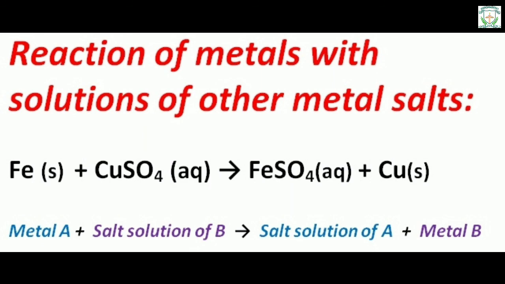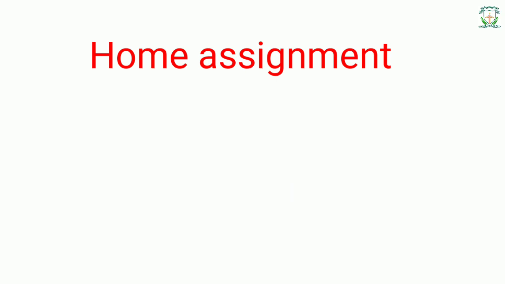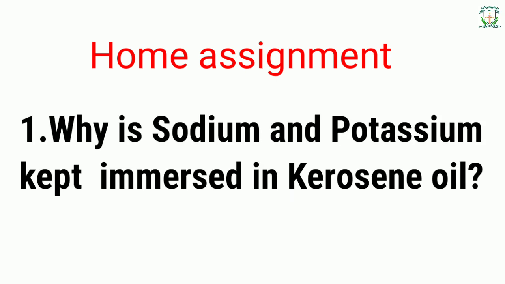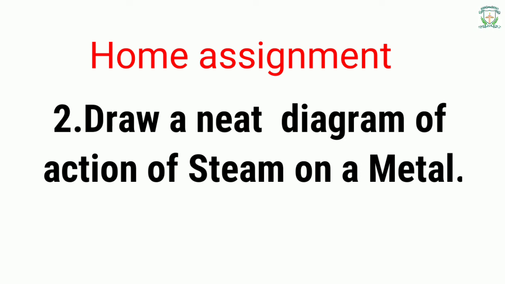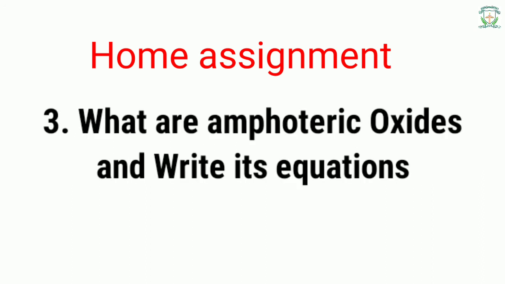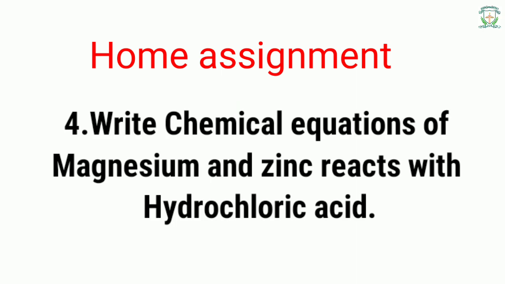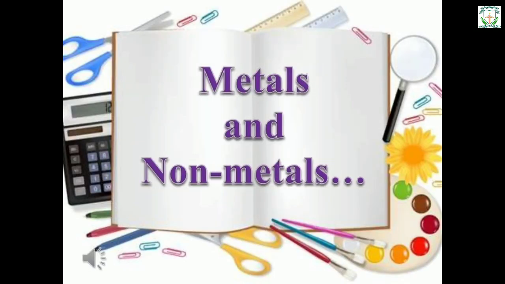Children, let's wind up this class with some assignments. First, why are sodium and potassium kept immersed in kerosene oil? You should give reason. Second, draw a neat diagram of the action of steam on a metal and label its parts. Third, what are amphoteric oxides? Write their equations. Fourth, write chemical equations of magnesium and zinc reacting with hydrochloric acid. That's all for today. You should answer all the questions without fail. Let's discuss further information in the next classes.